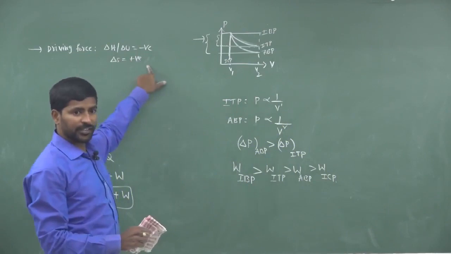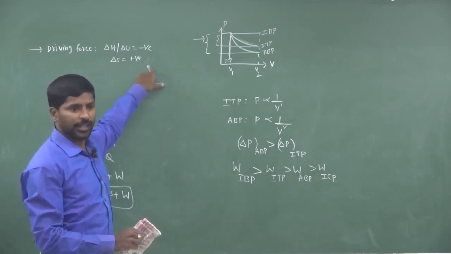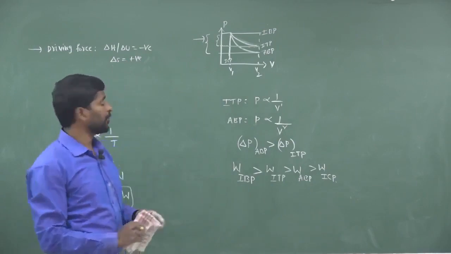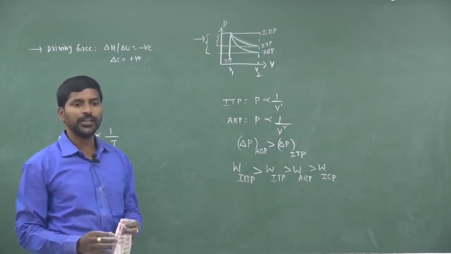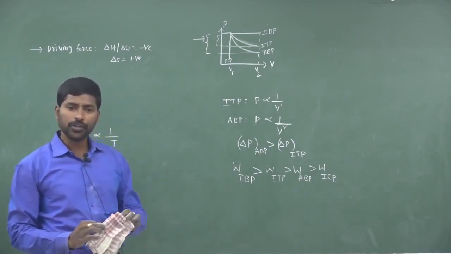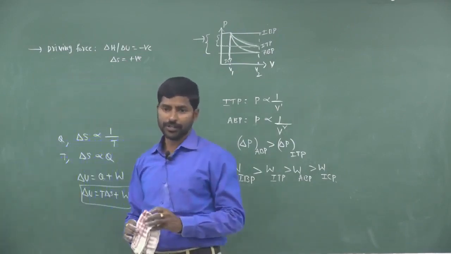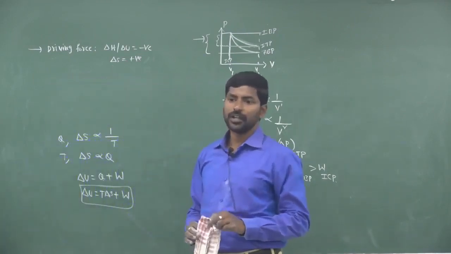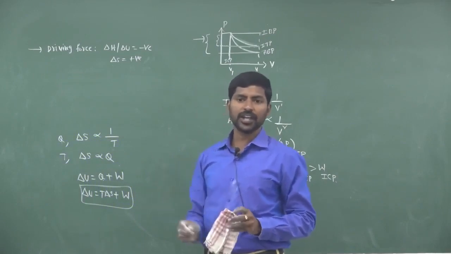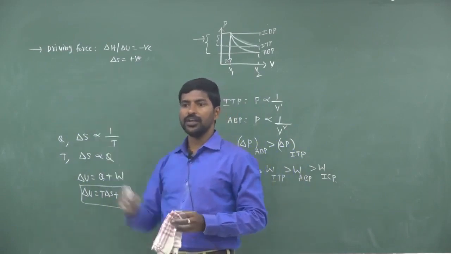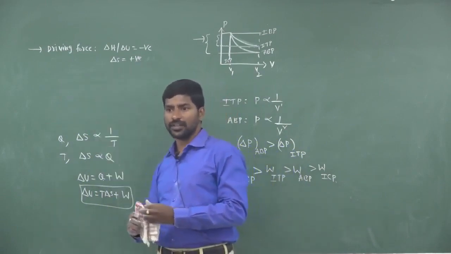If entropy increases, it is generally spontaneous, but not in all cases. For example, conversion of ice to water below 0 degree centigrade: spontaneous or non-spontaneous? Non-spontaneous. But what is delta S for that process? Positive. Even though delta S is positive, it is non-spontaneous below 0 degree centigrade.